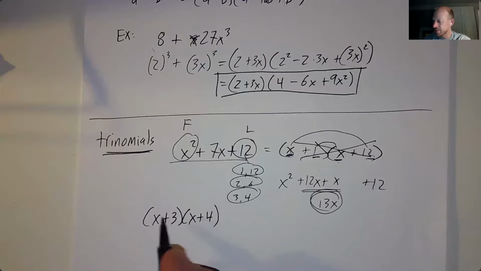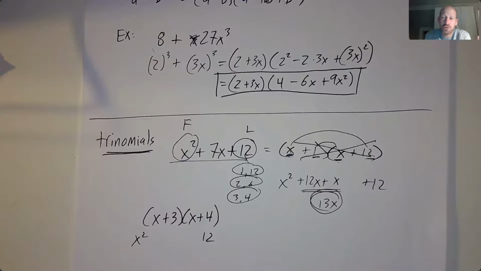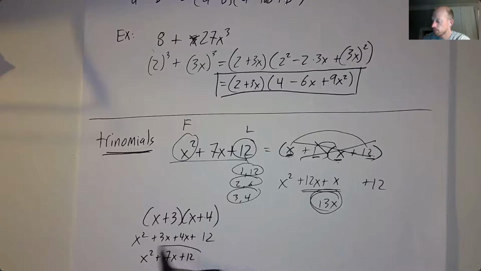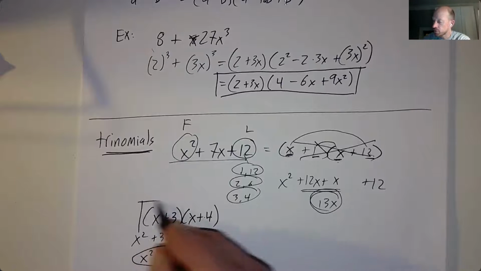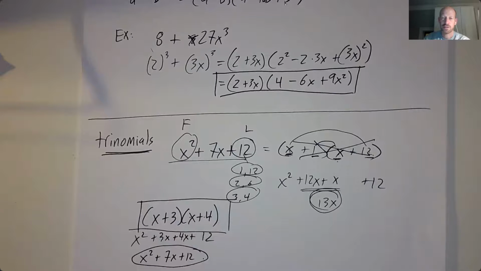I don't really need to check the first term or the last term because I've chosen ones that are going to give me the x squared and going to give me the 12. I don't have to worry about those anymore. And we can imagine or see here that the 3x and 4x are going to give me what I want. So this is the factored form that I'm looking for.